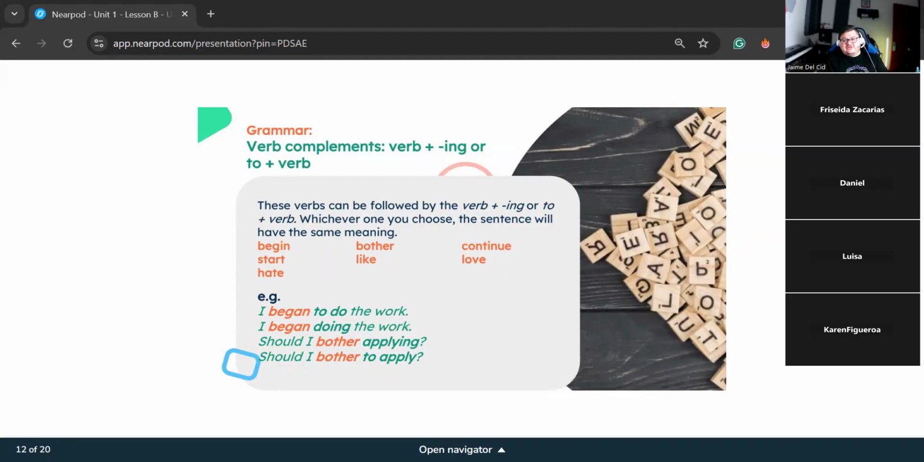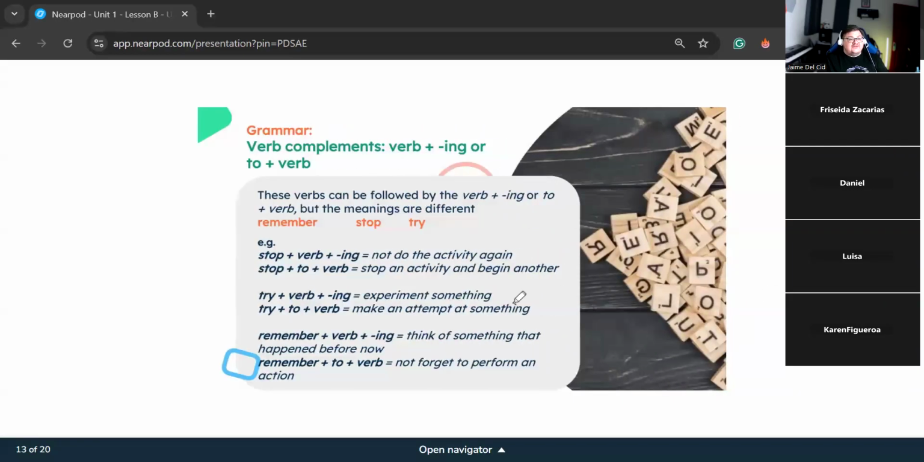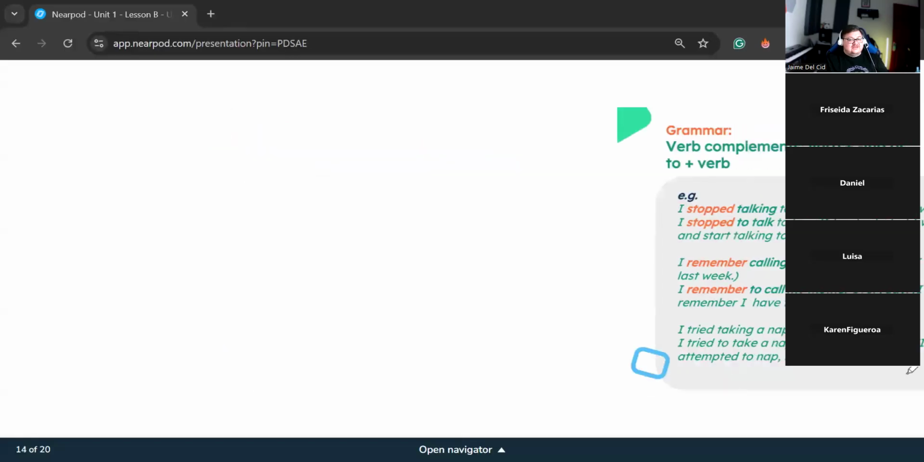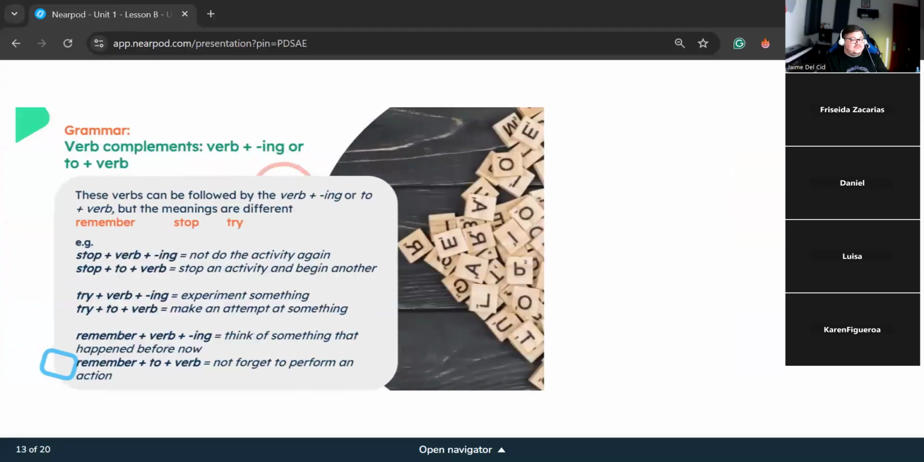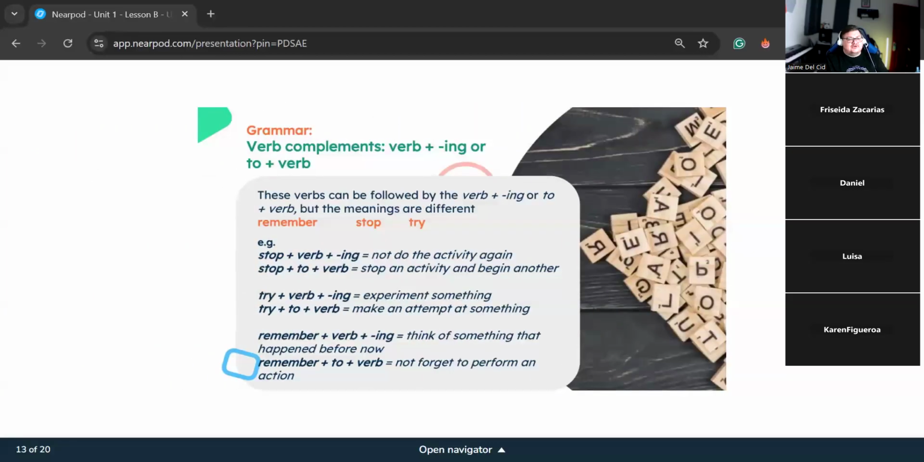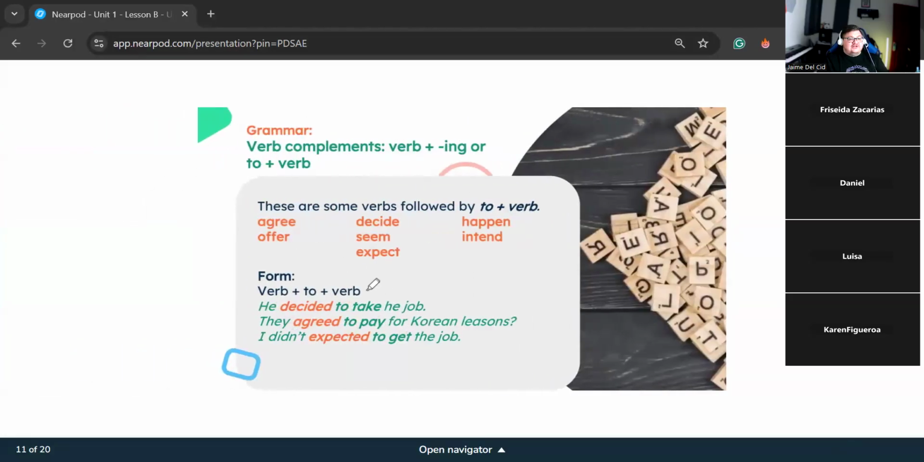So let's go ahead and do a little exercise. So before, I haven't finished the cases and the rules. We have more of these. So tengo dos diapositivas más de casos y reglas, pero no las vamos a terminar de ver. So we're not going to finish them all. So let's do a little exercise.